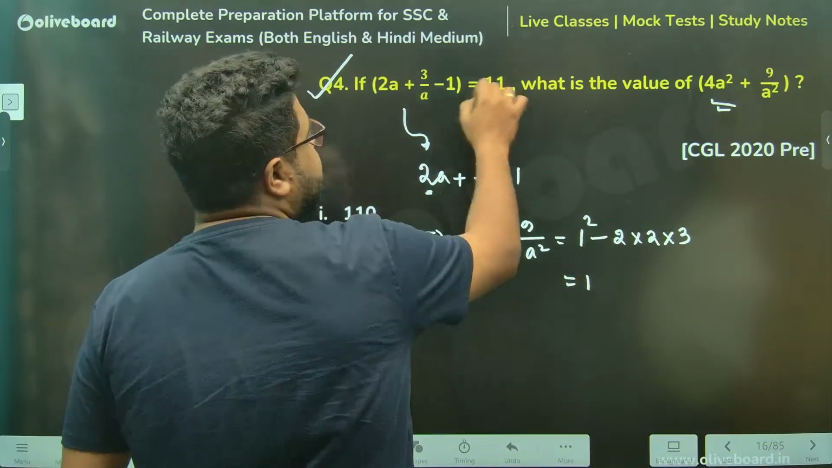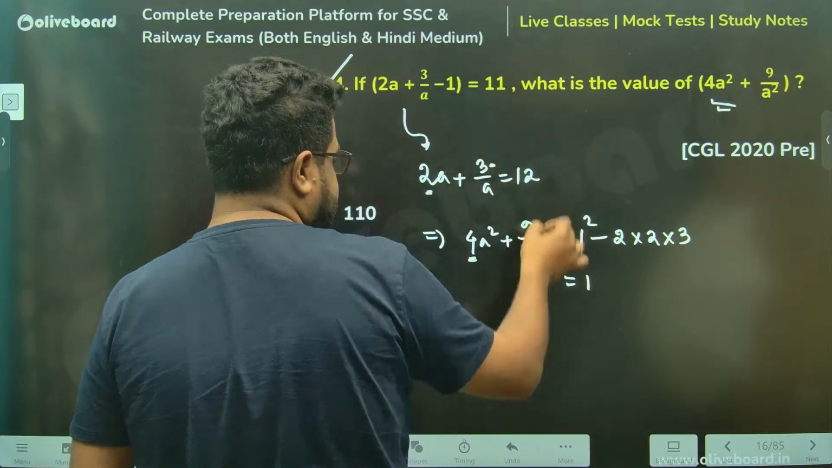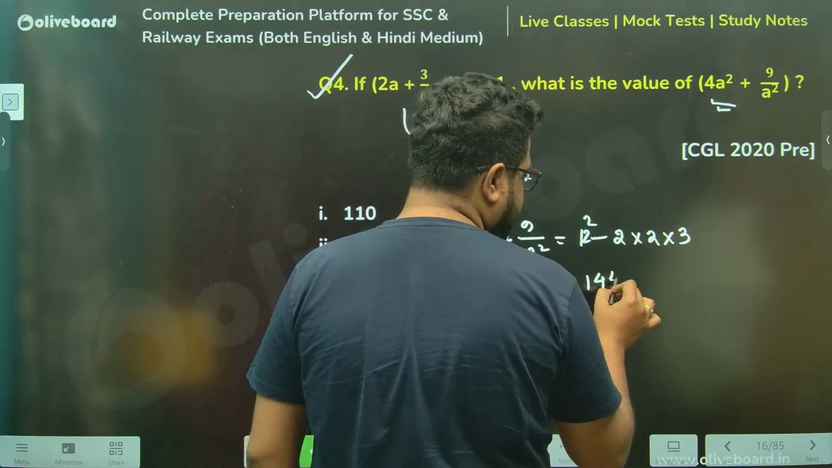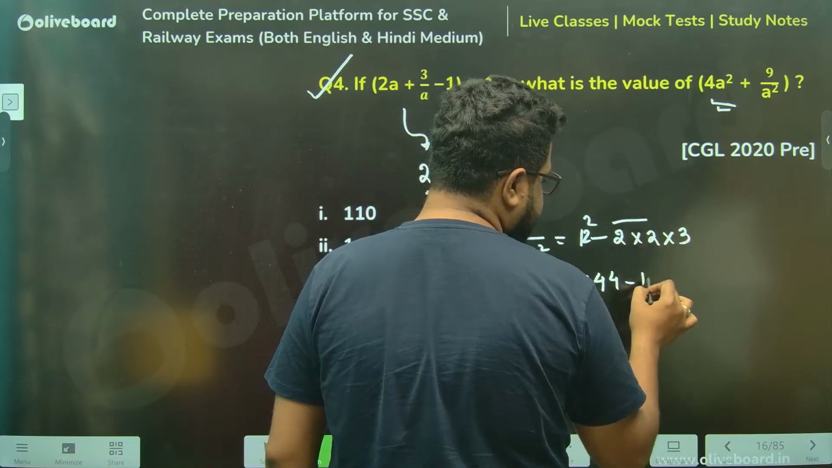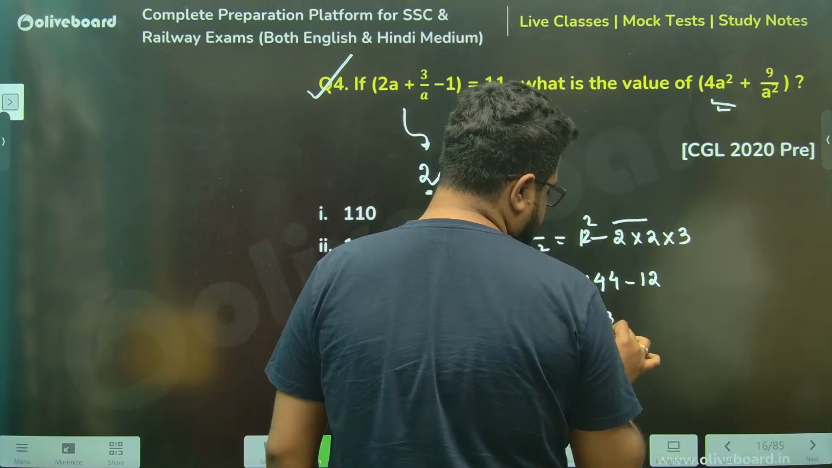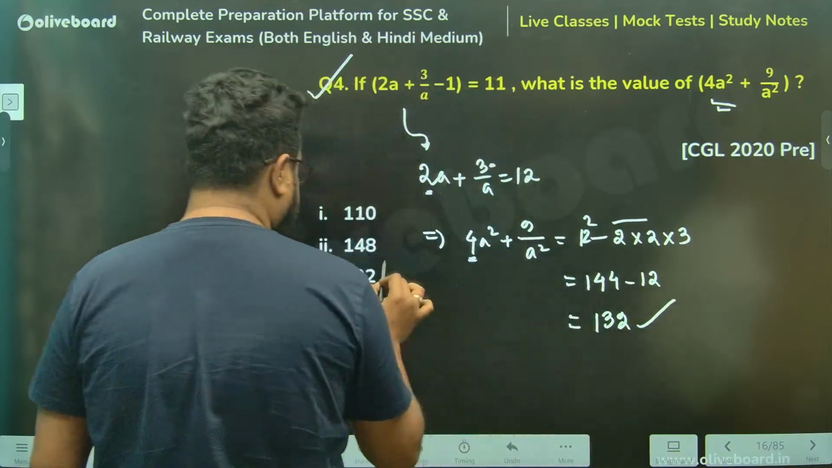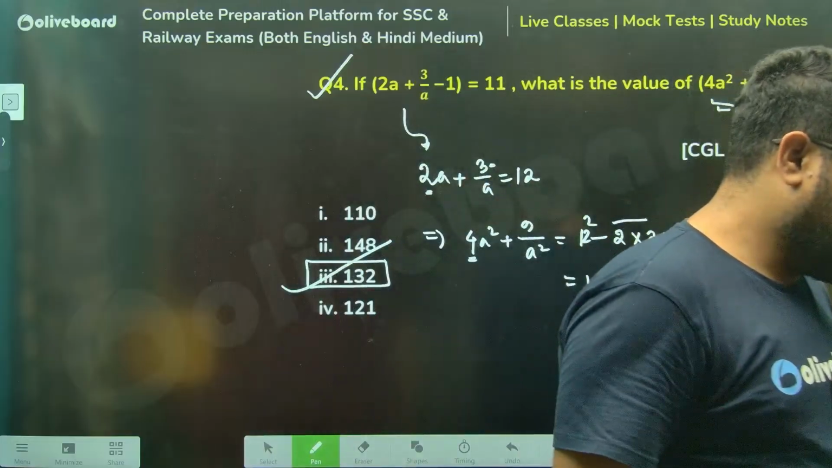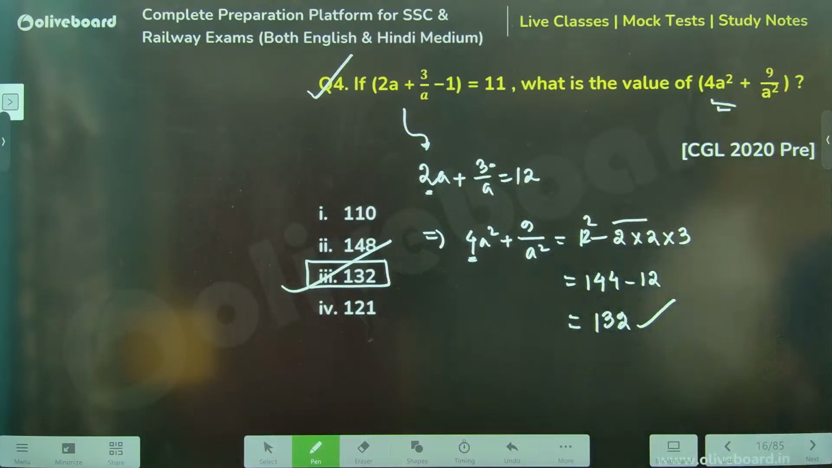Acha, sorry, this was 11, no? This will be 12, okay, my mistake. So this will be 12 square. So 12 square is 144 minus 4 into 3, 12. So 132, option number 3 is your correct answer. Simple thing, very simple.